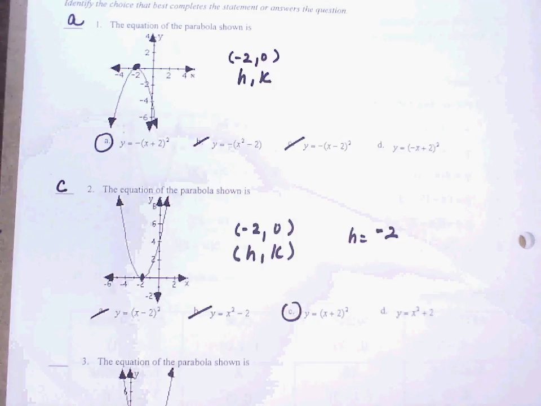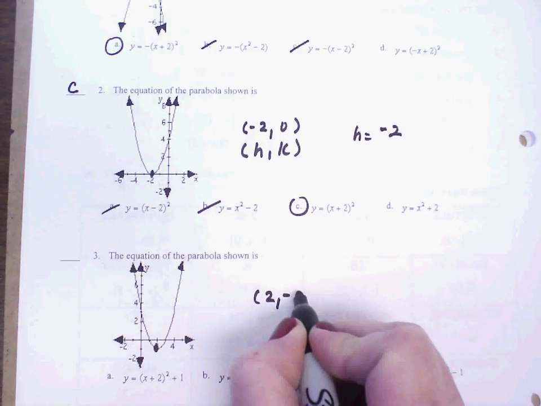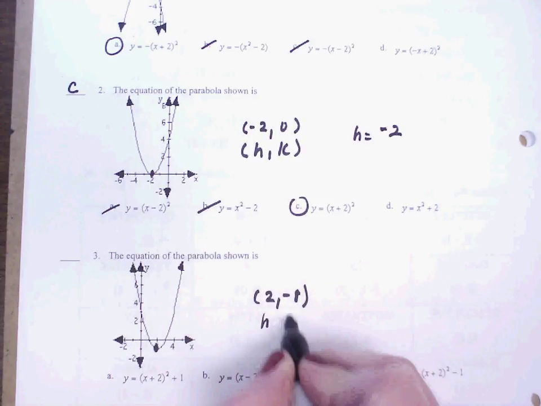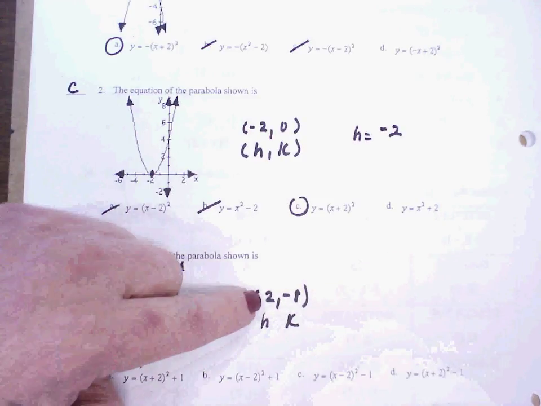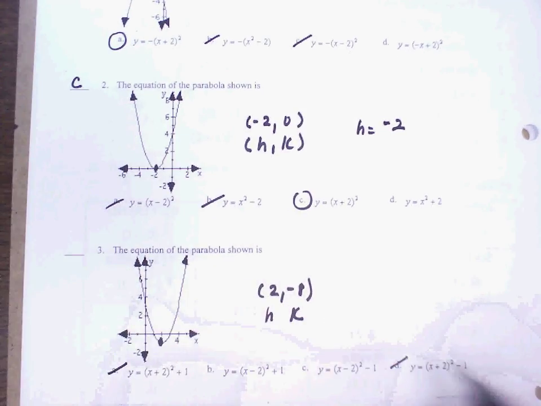All right, vertex. 2 and negative 1. That's H. That's K. That H comes inside as a negative 2, right? So A and D are out of the picture. And K is negative 1. So it will be letter C.